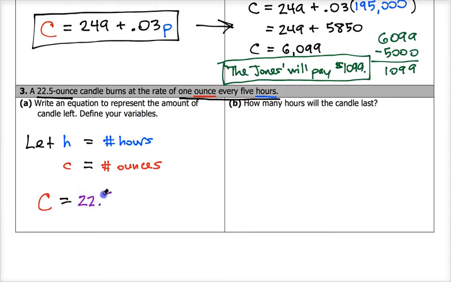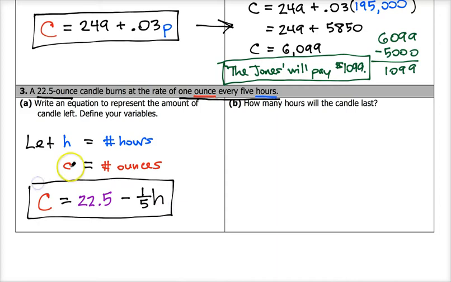We are losing, so this is going to be a minus sign, 1 ounce every 5 hours. So if it's 1 ounce every 5 hours, then let's think about how many ounces are we losing per 1 hour. Well, we would be losing 1/5 of an ounce every 1 hour. So my rate of change would be minus 1/5, and that's per 1 hour. After 5 hours, we've lost 1 full ounce. So that would be our equation for this problem.